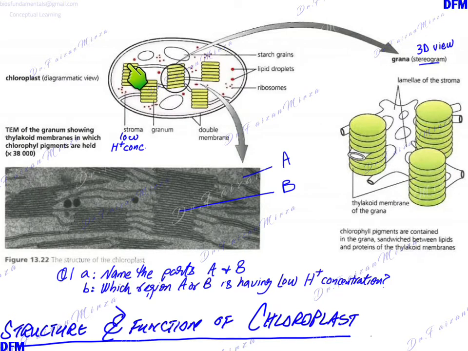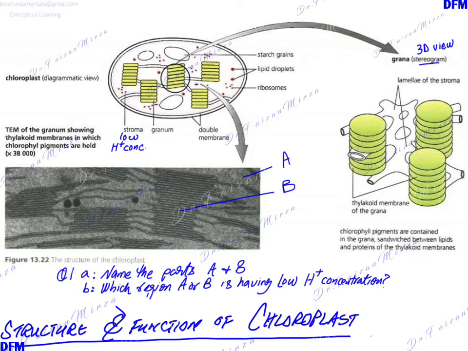It's like a stack of coins. Each part of this stack is a thylakoid. There are various thylakoids, one on top of another. Together they form one granum, and one granum is connected to the next granum through a lamella. There are several lamellae running all across the chloroplast, connecting these grana together. There's a low concentration of H plus ions in the stroma, and what's the significance of this low H plus ion concentration? We'll discuss this later.